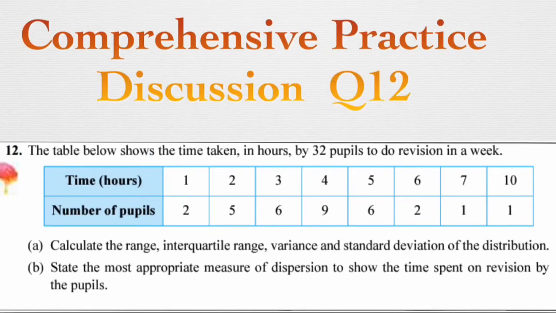Let's see question number 12. The table below shows the time taken in hours by 32 pupils to do revision in a week. You are given a table with time in hours and number of pupils. For question A, calculate the range, interquartile range, variance, and standard deviation of the distribution.